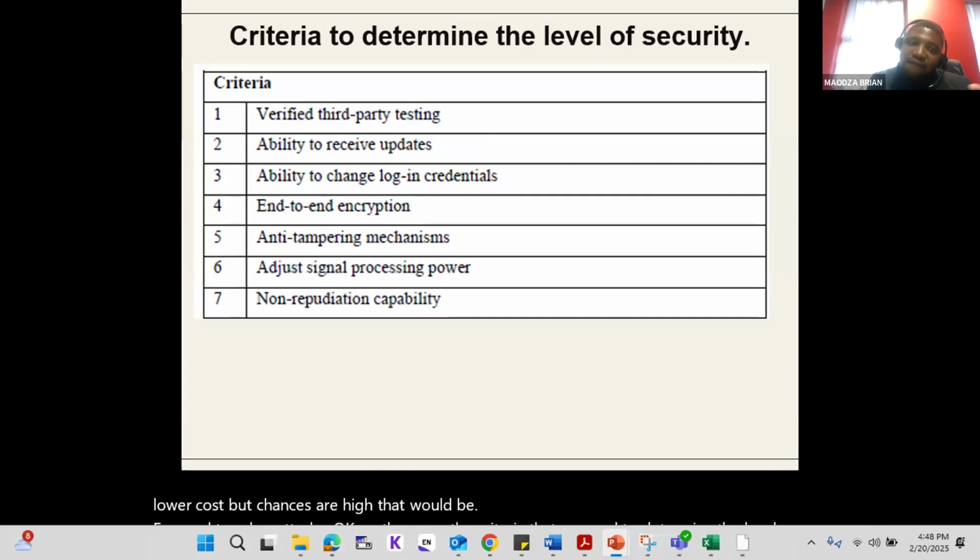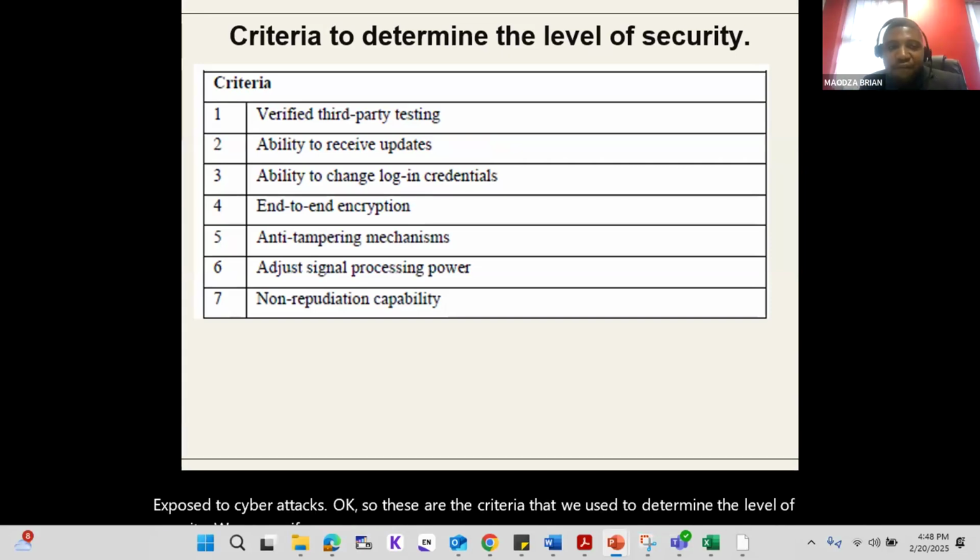We say verify third party, the ability for a device to receive updates, ability to change login credentials. Does the device provide end-to-end encryption, anti-tamper mechanism, signal processing, and also non-repudiation capability? So these are the metrics, or the criteria that we use to determine. So hypothetically, if a device meets all these criteria, or at least a certain number, right? We can say that it's in the green range.